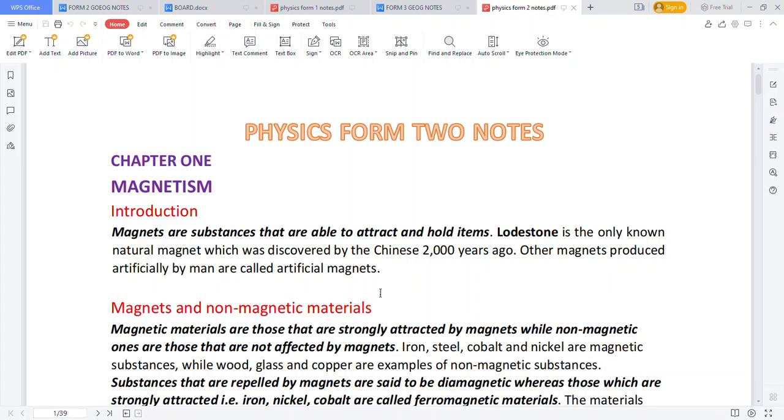Hello guys, this is physics form 2. The first lesson, the first topic in form 2 is magnetism.